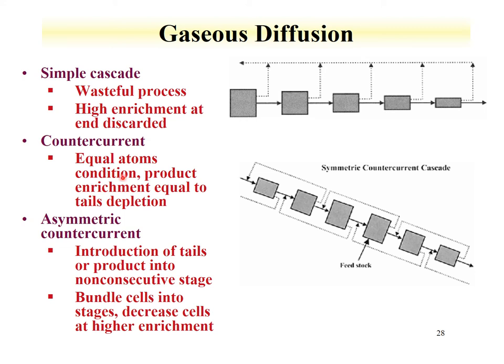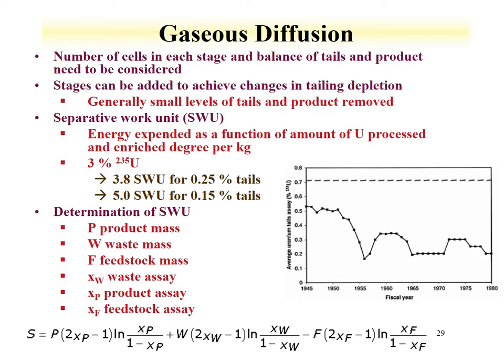Another route is countercurrent cascades, both symmetric and asymmetric, where product goes through and the resulting tails get refed into the system. So your feed is moved around straight through, where the tails can be reintroduced. The cells in this case tend to be bundled together, and we get a decrease in cells at higher enrichment. For these processes, the number of cells in each stage had to be balanced with the tails and the product. Stages can be added to achieve changes in tailing depletions. So you can vary the overall enrichment by changing stages, which are composites of cells.